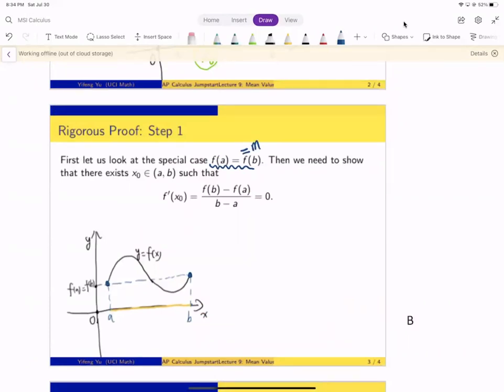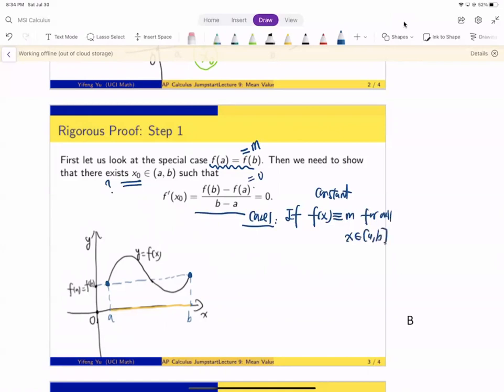All right, so what do we need to do? We need to show that there exists a point x0 between a and b such that the derivative equals 0, because in this special case, we assume f(b) and f(a) are the same. So how should we do that? Let's look at two cases. Case 1: the function f(x) is constant, which means it equals m for all x in [a, b].